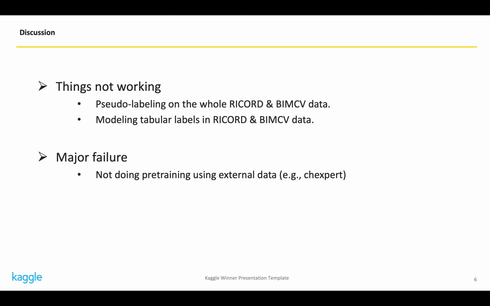Compared with these things, the biggest failure of my solution, according to the winning solutions, is that I did not do any pre-training using external data like CheXpert. So this is everything I want to present. Thank you.